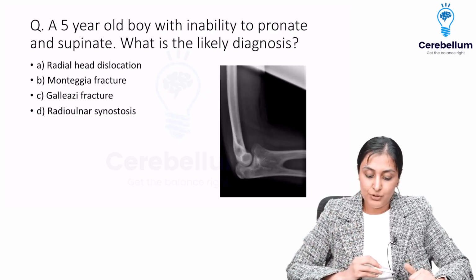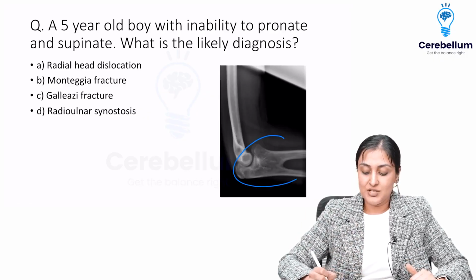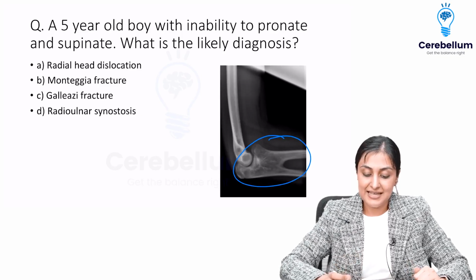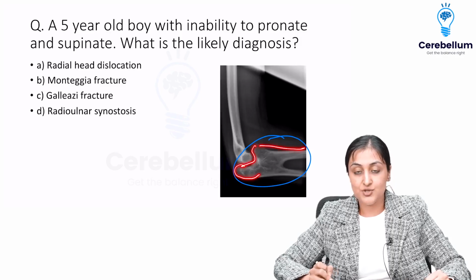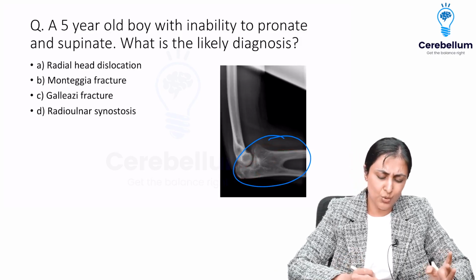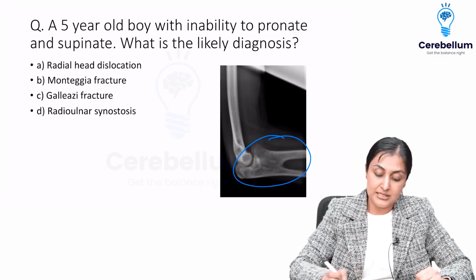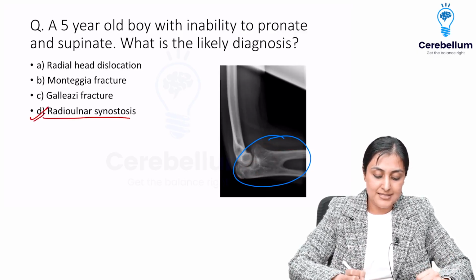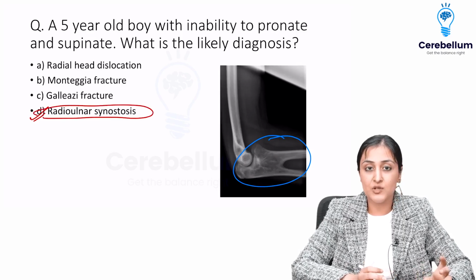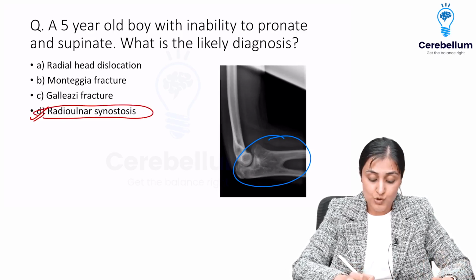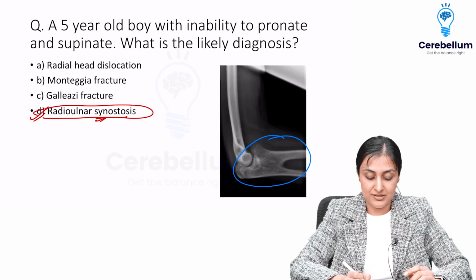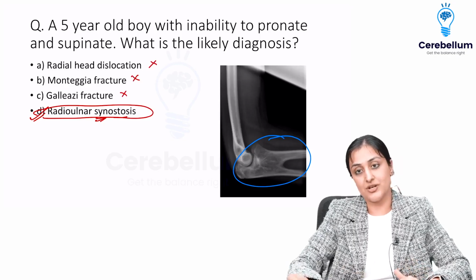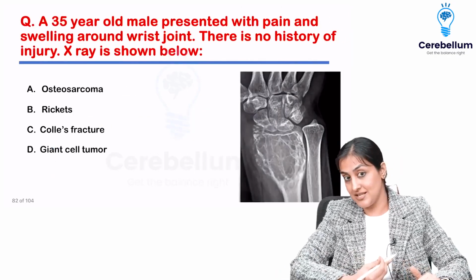Next, a 5-year-old boy with inability to pronate and supinate. What you can see in the X-ray is a fusion of the ulna and the radius. You can see both of them have fused. This is an old FMG repeat question. This is radio-ulnar synostosis. Even if you have no idea what it is, just read the name. Ostosis means bone, syn means to fuse. There is no fracture that you can see here. There's no dislocation, right? So you can just rule out and reach the answer.